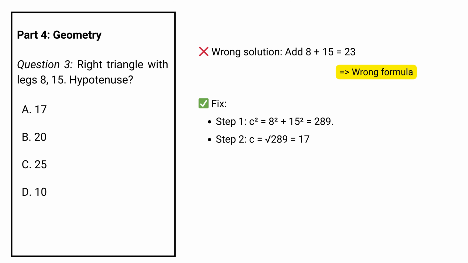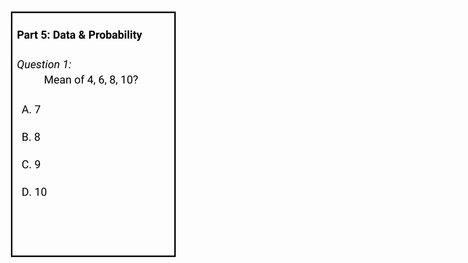Correct explanation. Step 1. Recall the formula. c squared equals a squared plus b squared. Step 2. Plug in the numbers. 8 squared plus 15 squared equals 64 plus 225, which is 289. Step 3. Now take the square root of 289. That equals 17. The correct answer is A, 17. This is also a classic Pythagorean triple: 8, 15, 17. Now let's cover data and probability.